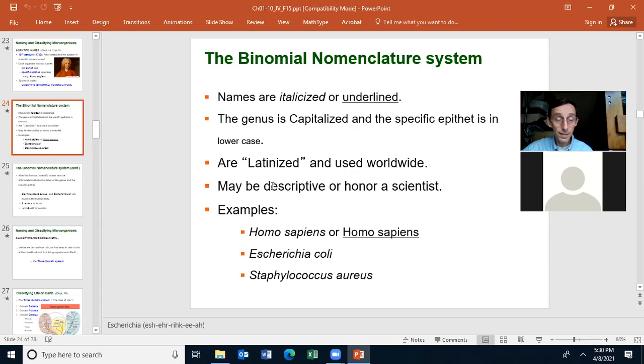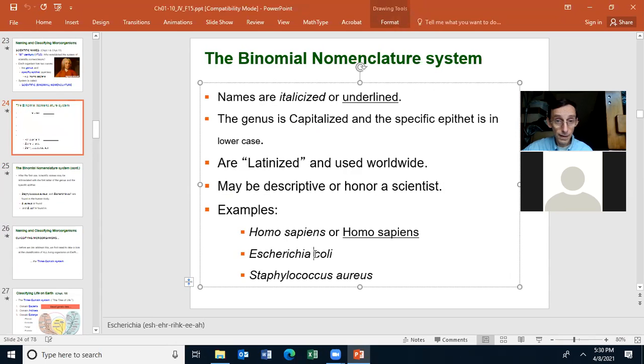The names are chosen to be either descriptive, like E. coli. The coli is descriptive, in that it's found in the colon, so it's given the name E. coli. Or the name could be to honor a scientist, like Escherichia, which is honoring an early microbiologist.